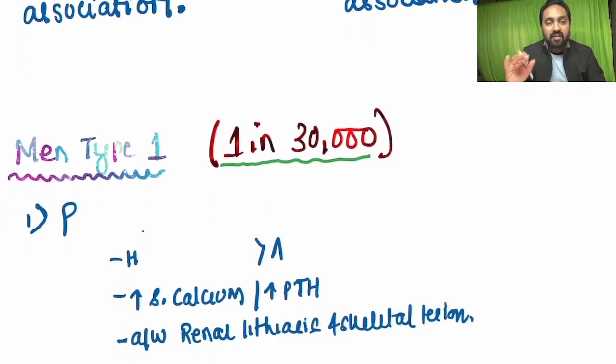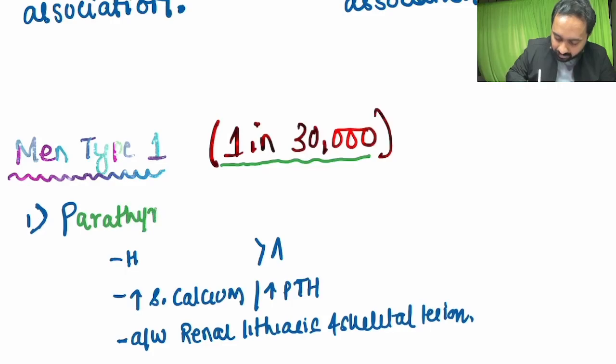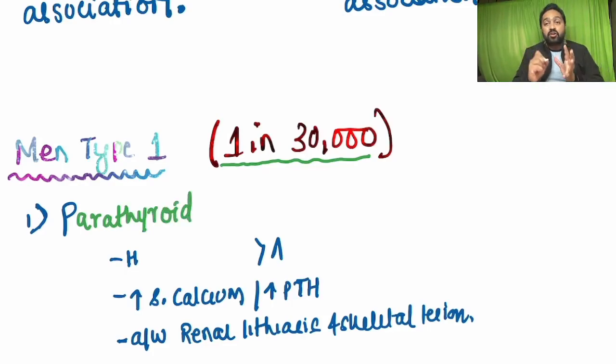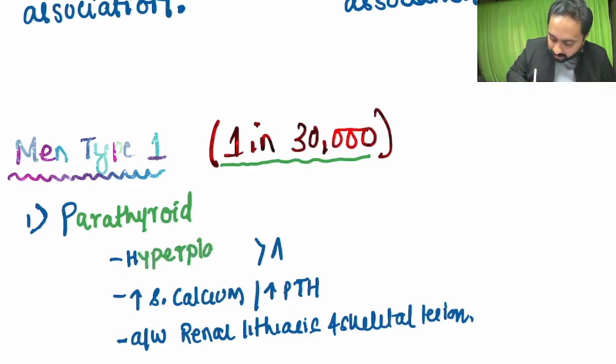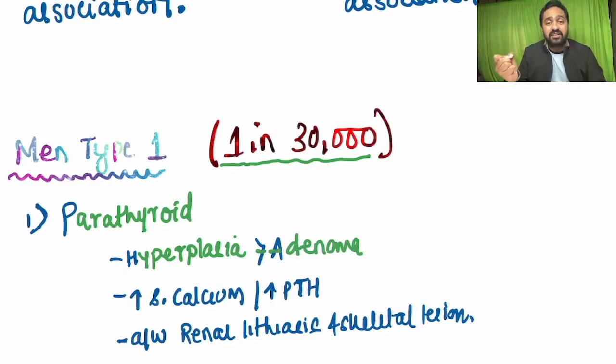So we have our first P, which is parathyroid, right? So now you know that in the parathyroid there could be an adenoma of the parathyroid gland, or there could be hyperplasia. So in MEN type 1, in case of parathyroid, hyperplasia is much more common than adenoma, right? So what would be the clinical presentation in such patients?